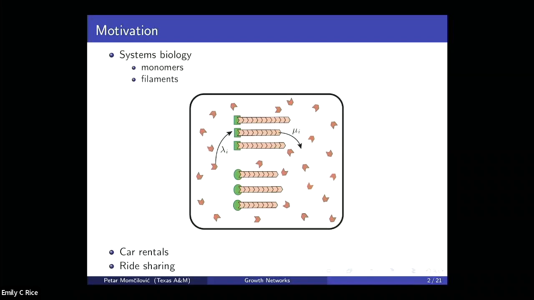Yes. So each individual particle attaches at rate lambda I to a filament I. Then the total rate at which they're attaching depends on how many are floating around. No, this lambda is specific to one monomer. But how many monomers there are would determine the overall rate at which they attach to it. Yes, I'll come to that also.